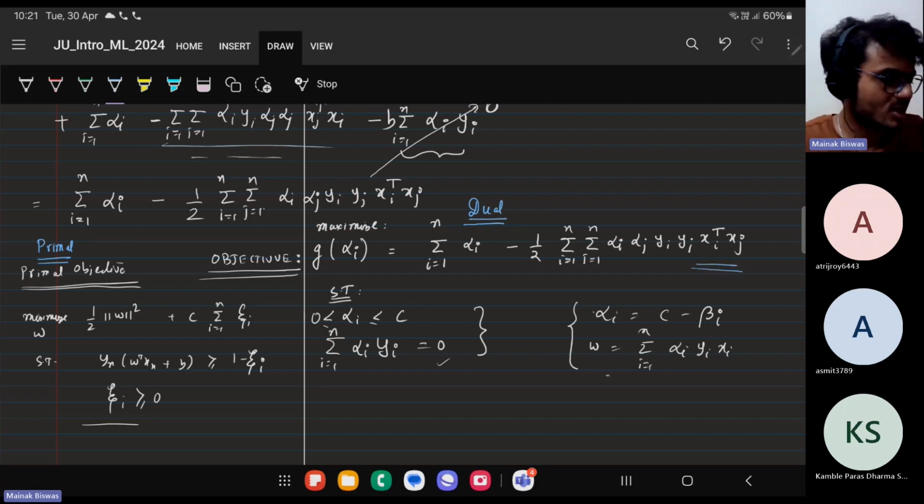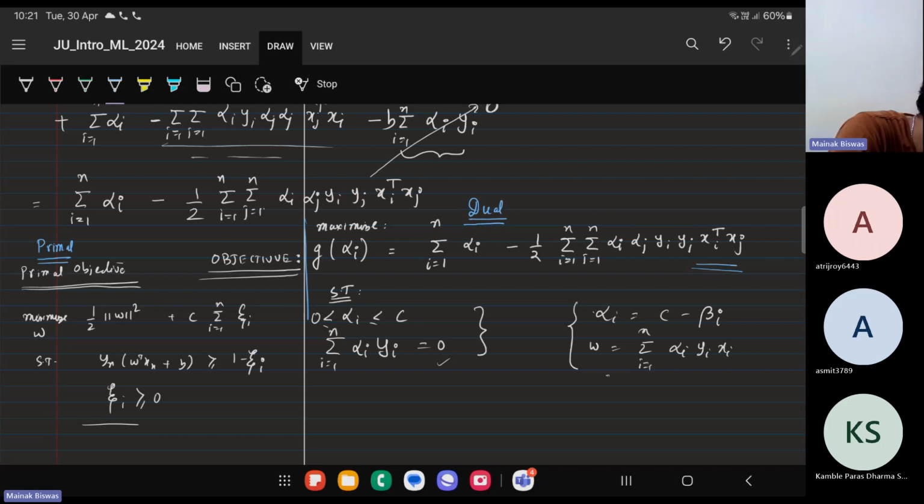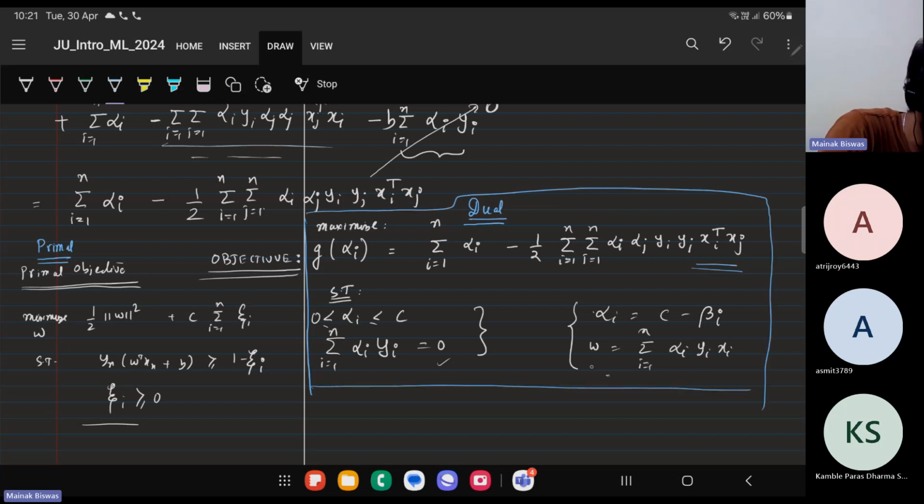So any questions? This dual equation especially you have to keep in mind. These are not that essential, so I'll just put the essential part in the bracket.